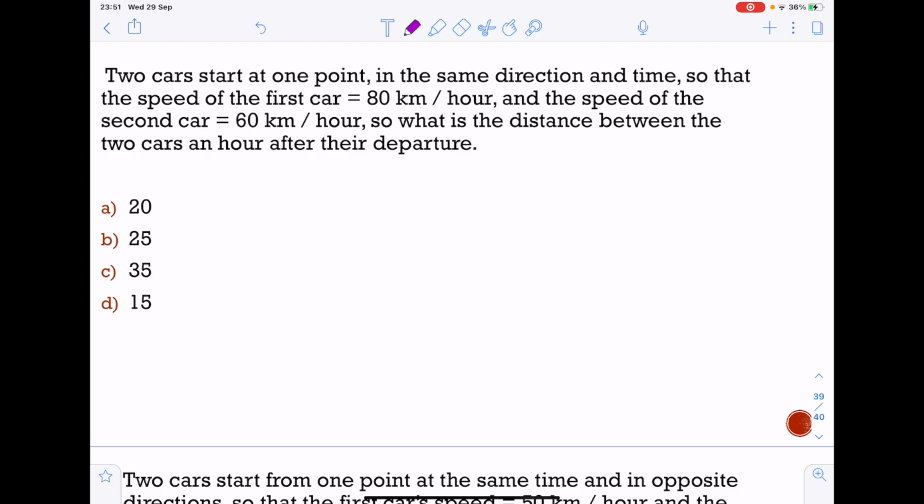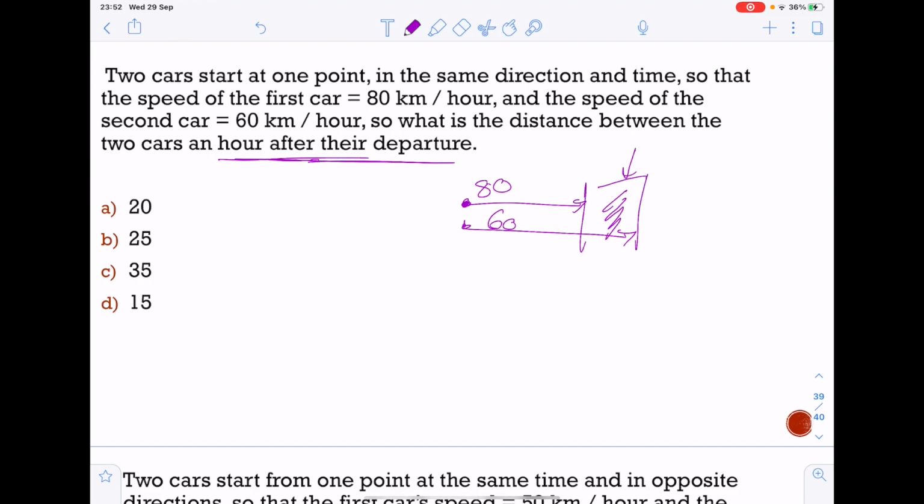Okay, now let's see this question. 2 cars start at one point, in the same direction. So the first one is here and the second one is also here. The speed of the first car is 80 and the speed of the second car is 60 kilometers per hour. What is the distance between the two cars one hour after their departure? This is the distance that the question asks for.